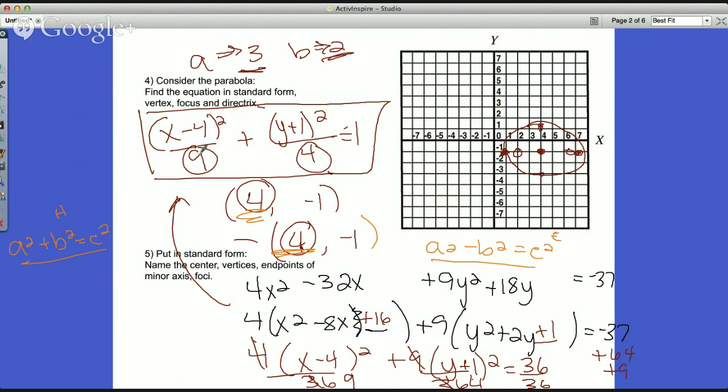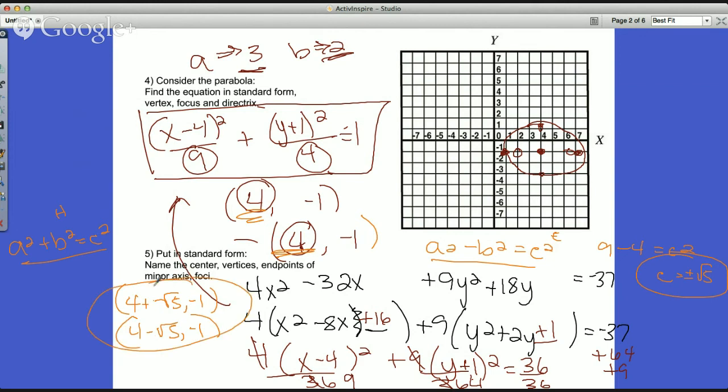Because now we know that A squared is 9, B squared is 4. So 9 minus 4 equals C squared. If we square rooted it, C would be equal to plus or minus square root of 5. And so once we go up here, what we can do is say, for our foci, we could say 4 plus square root of 5, comma -1, and 4 minus square root of 5, comma -1. And that right there would be your answer.